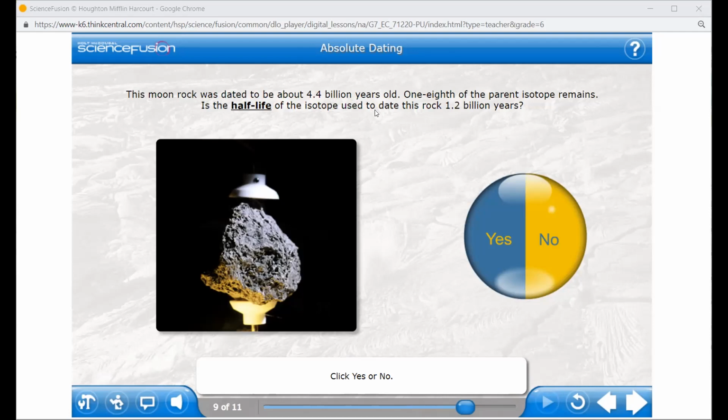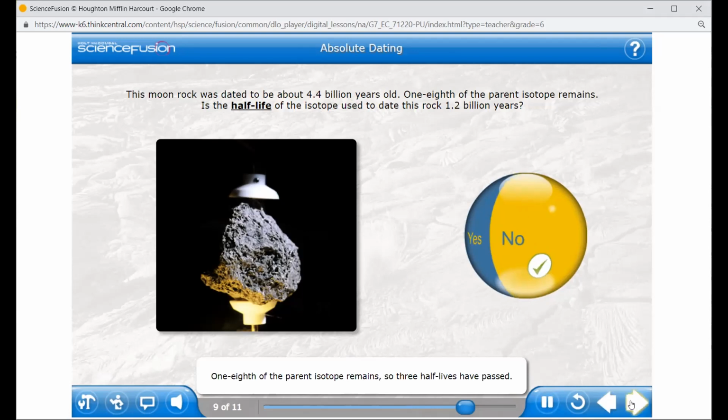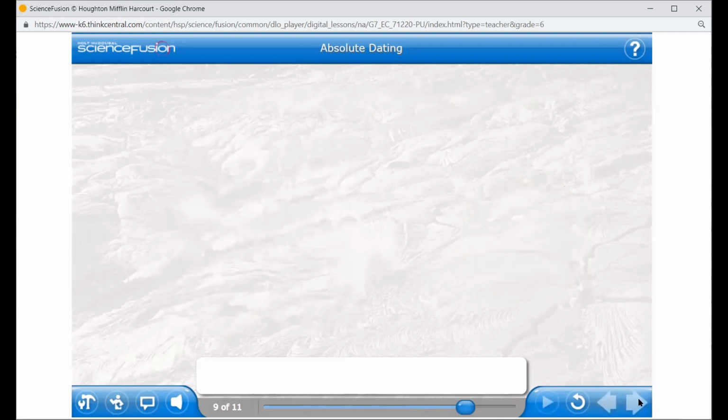1/8 remains. If I divide 4.4 by 1.2, it cannot be 1.2, I think. 12 times 2 is 24, 12 times 4 is 48, so something like 3 billion years. No. Well done. 1/8 of the parent isotope remains, so 3 half-lives have passed. That means the half-life of the isotope used is about 1.5 billion years.